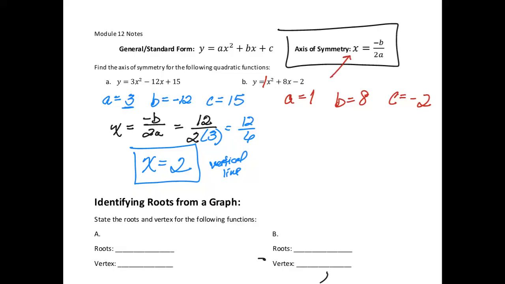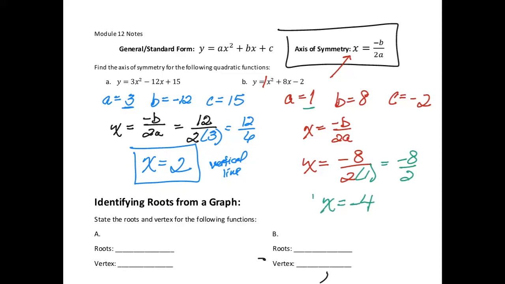Now, using this formula, this is your axis of symmetry. X, okay, we're going to finish this problem. X is equal to opposite of B divided by 2A. X is equal to, if B is 8, the opposite would be -8, all divided by 2 times A. A is 1. So simplifying, -8 divided by 2. So x is equal to -4.